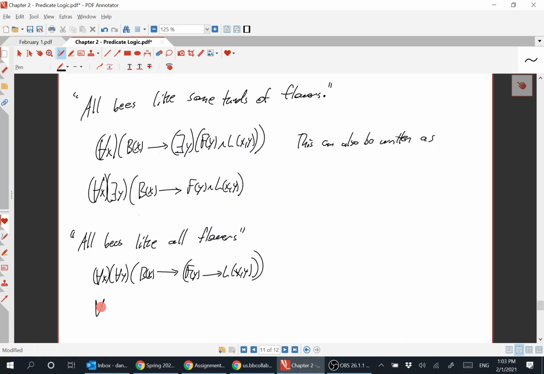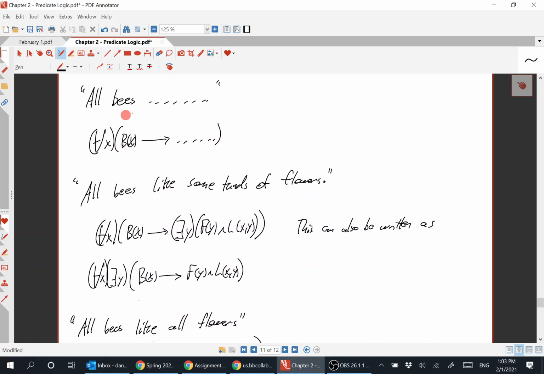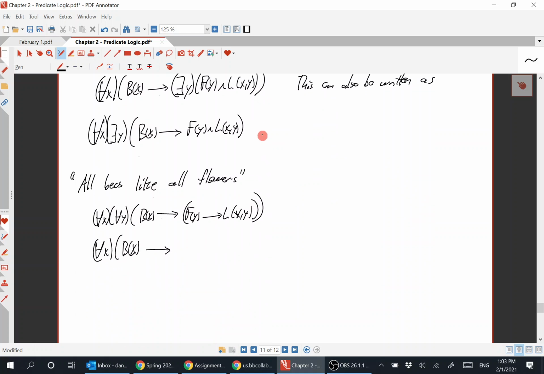So if it's a bee, so again, it's all bees, this can be written like this: for every X, B of X implies, implies what? Implies that X likes all flowers, not just some of them, all of them. So for every Y, F Y implies L X Y.